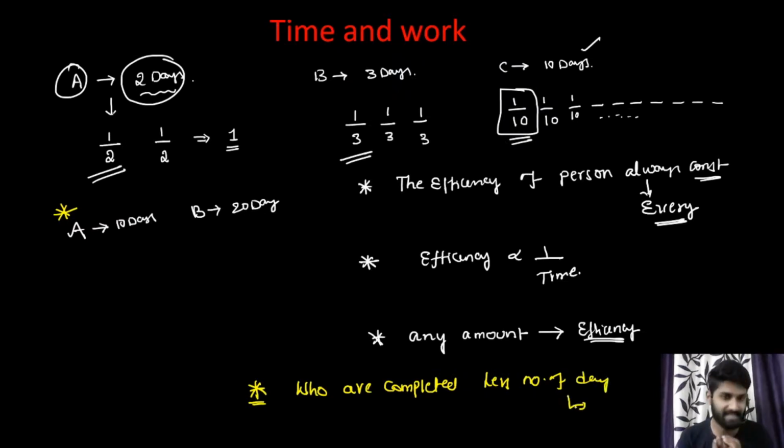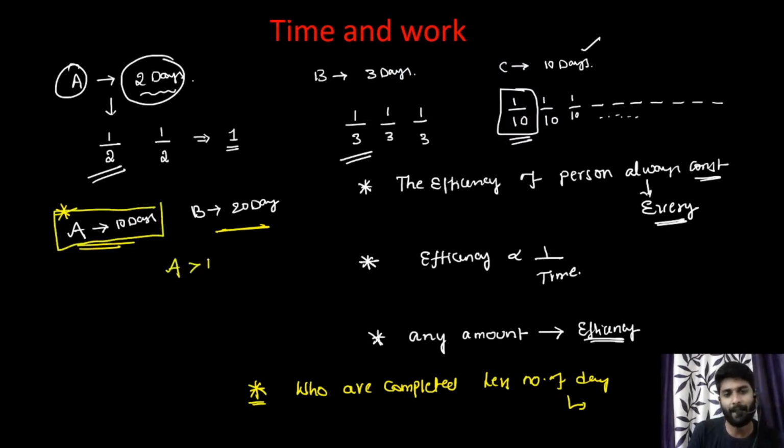For example, there is an amount, and we can distribute it between A and B. Here my question: who gets more amount? Then I can say that A gets more amount when compared to B. Why? Because the efficiency of A is more when compared to B. That is the information: if any amount is distributed, it is distributed based on the efficiency of the person. Clear?